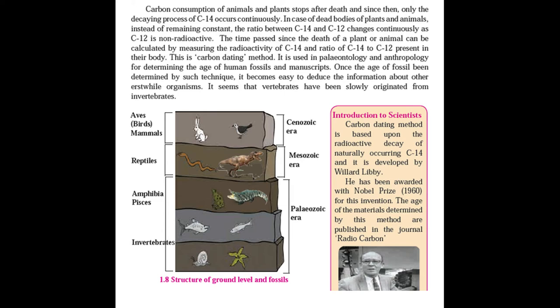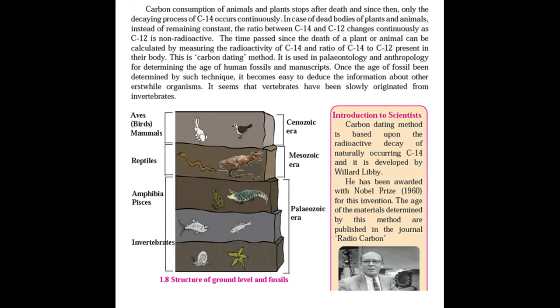Carbon consumption of animals and plants stops after they die, and only the decaying process of carbon-14 occurs continuously after the death of the animal and plant. In case of dead bodies, instead of remaining constant, the ratio of carbon-14 and carbon-12 changes continuously, as carbon-12 is non-radioactive and carbon-14 is radioactive. As time passes after the death of a plant or animal, the time since the death can be calculated by measuring the radioactivity of carbon-14, and the ratio of carbon-14 to carbon-12 present in the body at the present moment.